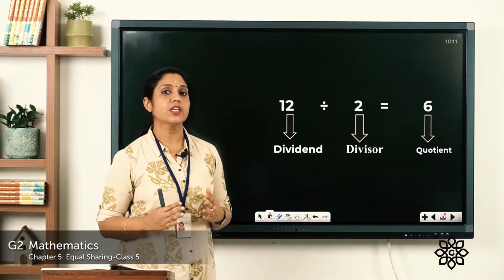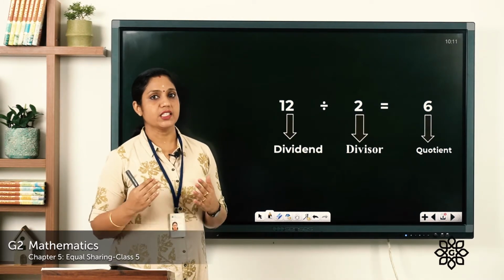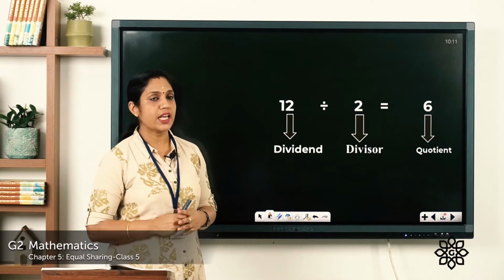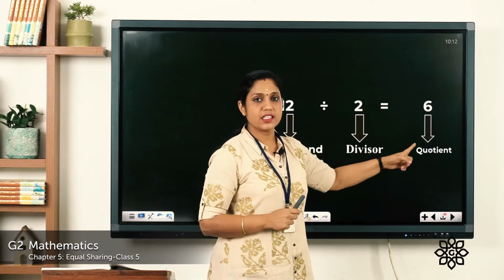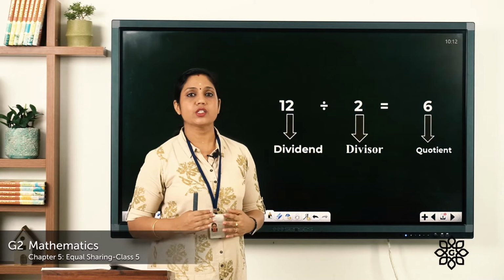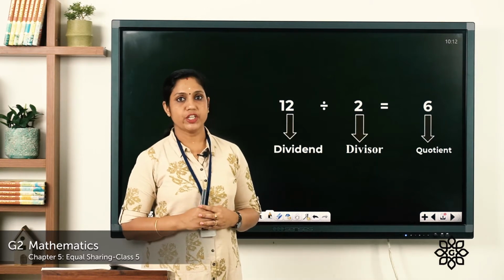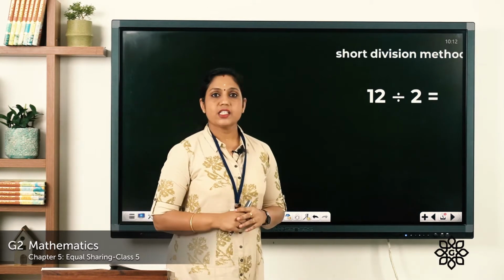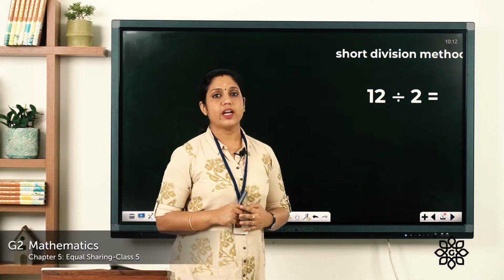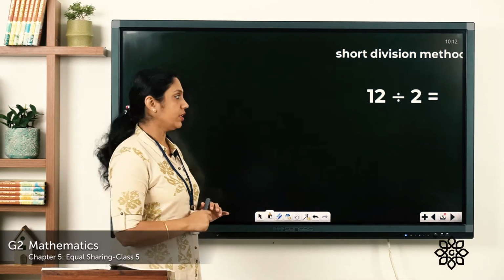So how many times? 2 into 6 is equal to 12. So 6 times. So what's the answer? 6 is the answer, and the answer we got is called the quotient in division. So let's do this 12 divided by 2 in the short division method.